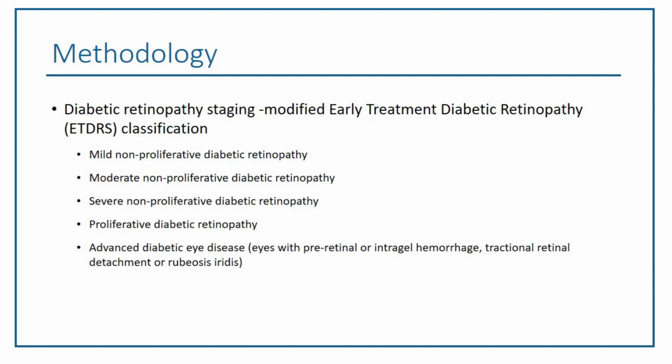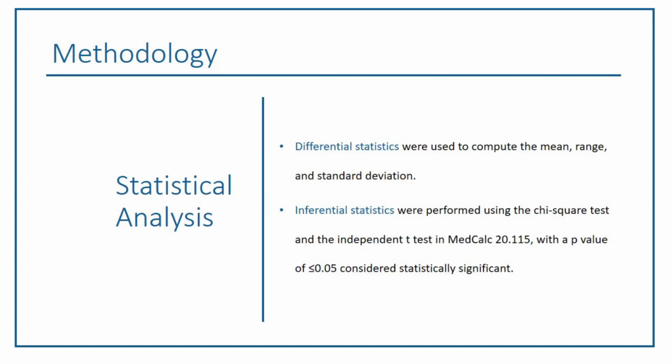Diabetic retinopathy was staged based on a modified version of early treatment diabetic retinopathy classification. We classified them as mild, moderate, severe NPDR, proliferative diabetic retinopathy. We also included advanced diabetic eye disease that included eyes with preretinal or intraocular hemorrhage, tractional retinal detachment, and rubeosis iridis. Coming to the statistical analysis, the descriptive statistics were done using Excel, which were used to compute the mean, range, and standard deviation. Inferential statistics was done using MedCalc software, and chi-square and independent t-tests were used. P-value of less than 0.05 was considered statistically significant.